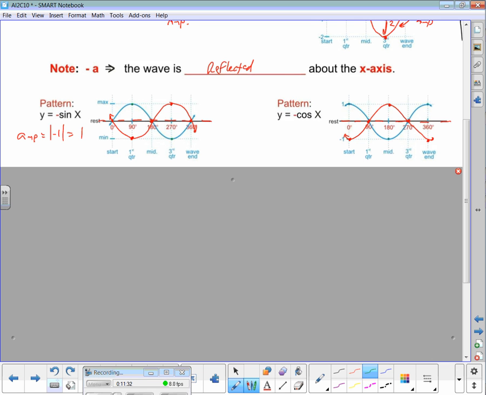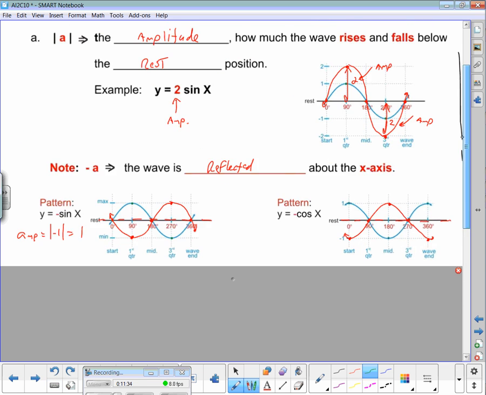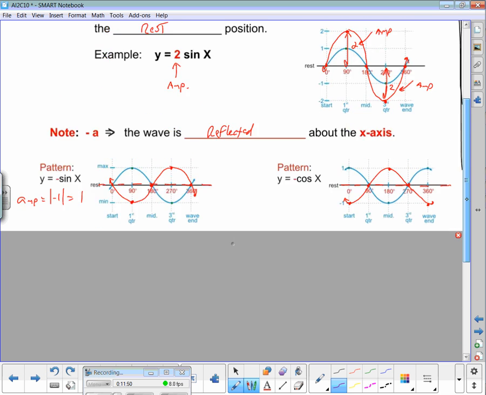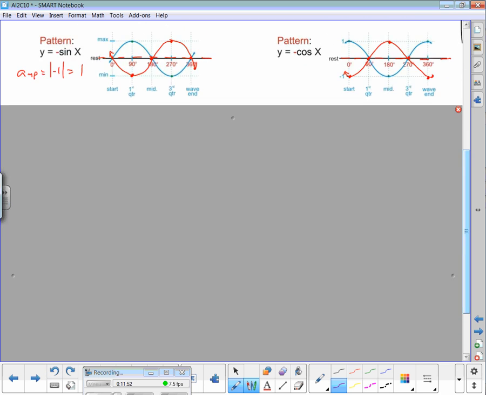Amplitudes. It's the multiplier of the trig function, right? If you look at the function, whatever's being multiplied directly times the trig function is that amplitude. No matter where the trig function is located, that's the amplitude. And that's going to affect how far the wave rises and falls above the rest position.